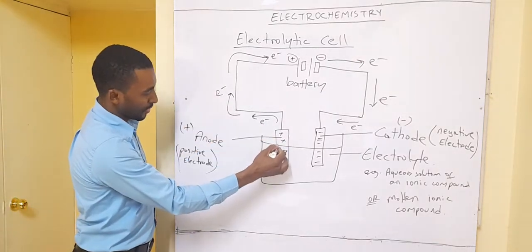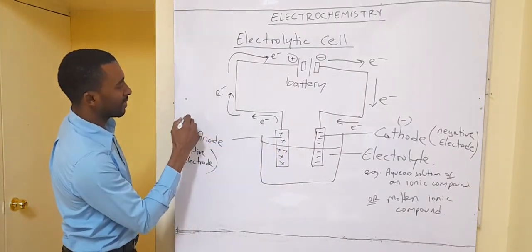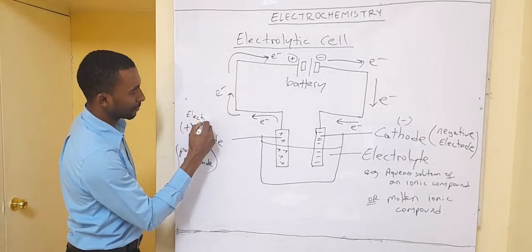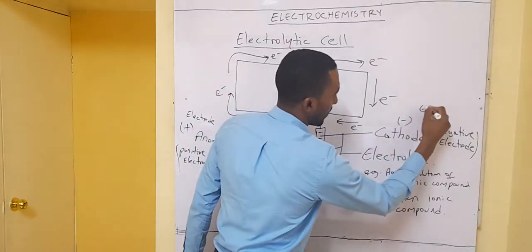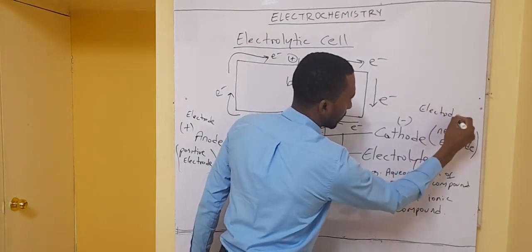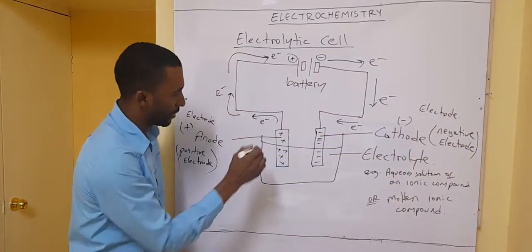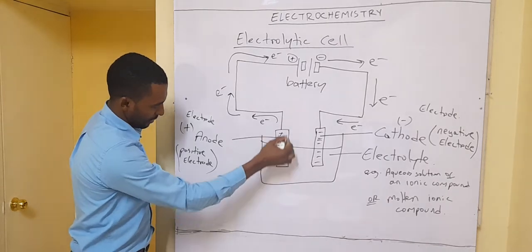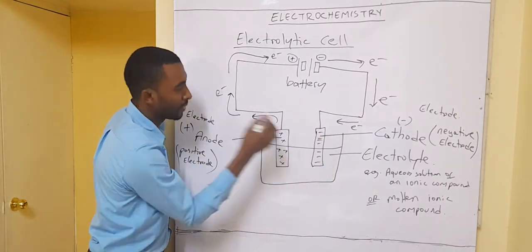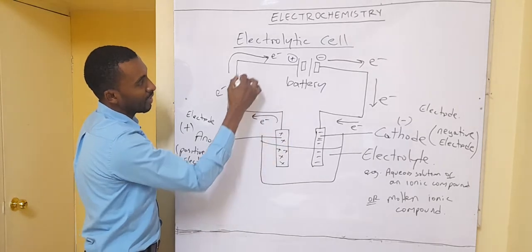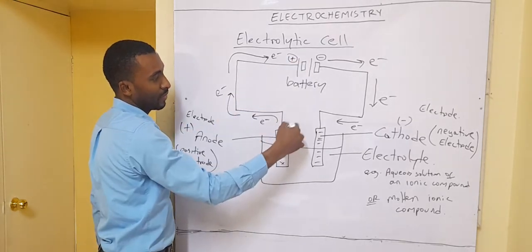So this is an electrode, which is the anode. Over here is also another electrode, which is the cathode, right? So this here is the anode. This here is the cathode. This is the wire that connects the battery to the anode and the cathode.